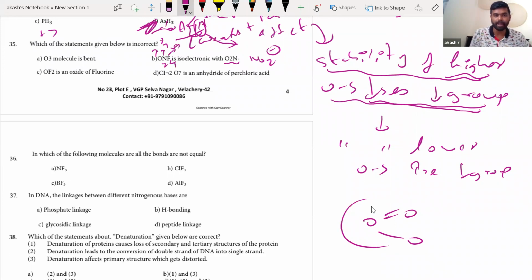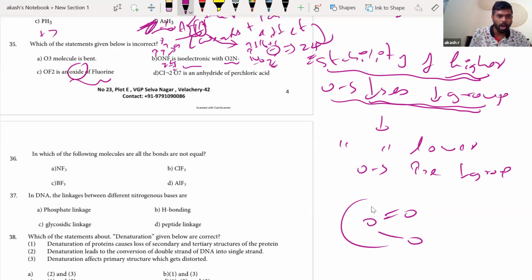And here NO2 minus: nitrogen has 7, oxygen has 8 into 2, which is 16, and I have one negative charge, so plus 1 electron extra. So 7 plus 16 is 23, plus 1 is 24 again. So they are isoelectronic. What do you mean by isoelectronic? Same number of electrons. Here I have 24 electrons, here also 24 electrons, so they are isoelectronic.